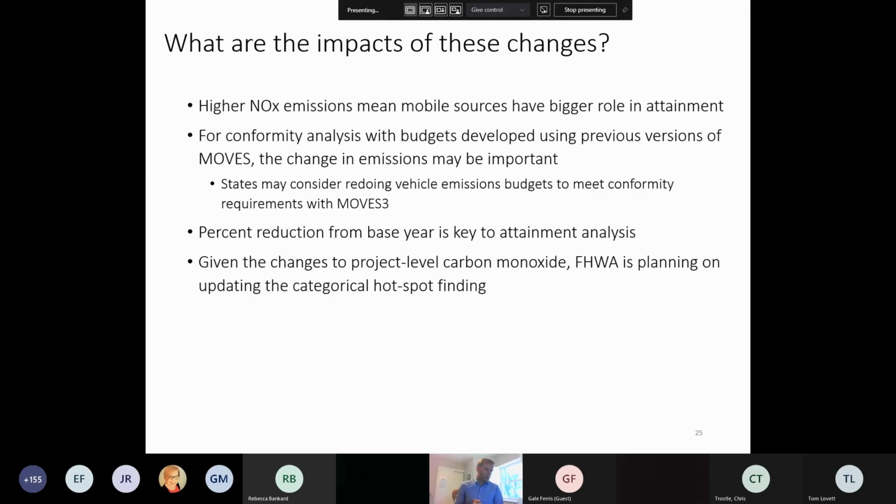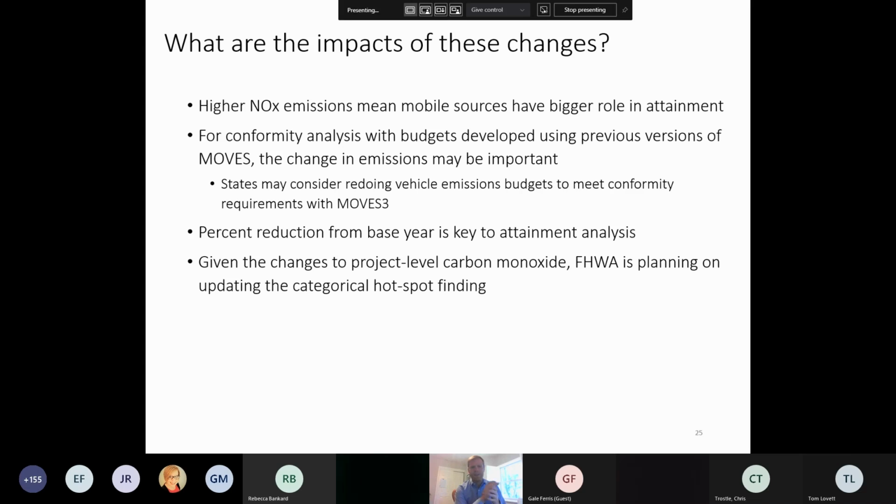For conformity, budgets developed with previous versions of the model may need to be updated. Again, it's going to be very area specific whether this applies to you, but if we see big increases in NOx with MOVES 3 and the budgets were set with the older model with lower NOx emissions, then it may be difficult to meet your budgets in that case, which means you'll have to update your budgets or update the transportation plan. So again, take a look at your local inputs, or I guess, encourage your modelers to look at MOVES 3 with local inputs to see how things are changing with MOVES 3 and whether this is going to be an issue for transportation conformity.